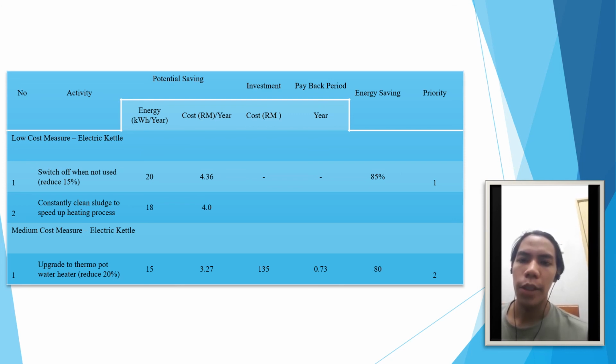The medium cost measure for the electric heater is to upgrade to a thermopop water heater. It will reduce 20% of energy use, that is 50 kilowatt hour and it will cost around 3 ringgit and 27 per year. With an investment of RM 135 ringgit, the payback period per year is 0.73.